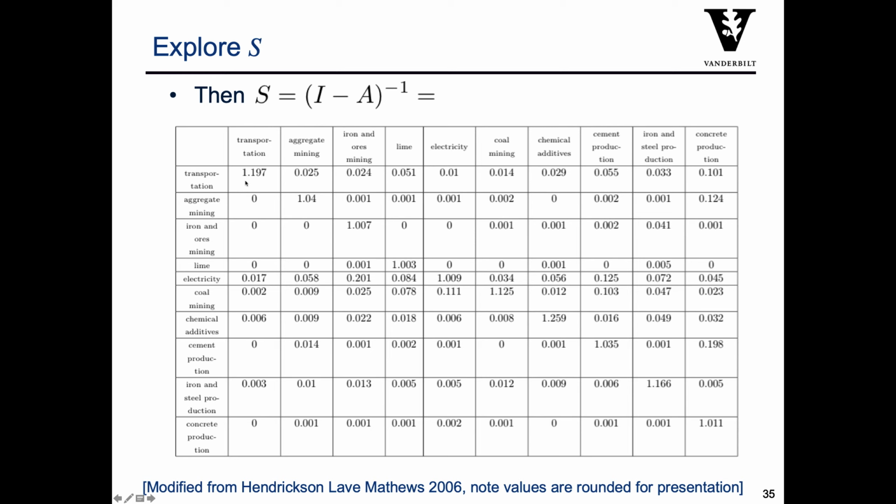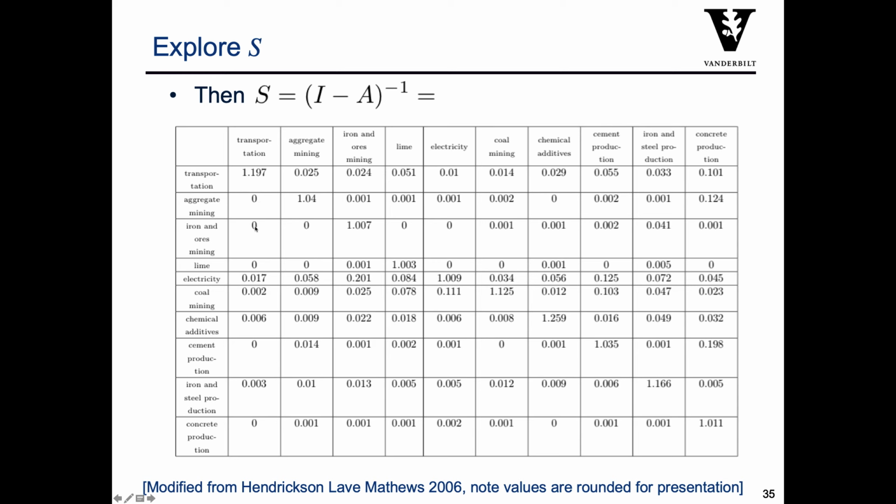Let me say it differently. The final demand is $1 of total transportation final demand, and of that you need to produce $1.197 worth of output from that sector. $1 goes to the final demand, and $0.197 goes somewhere else in the economy to help you produce that final demand.